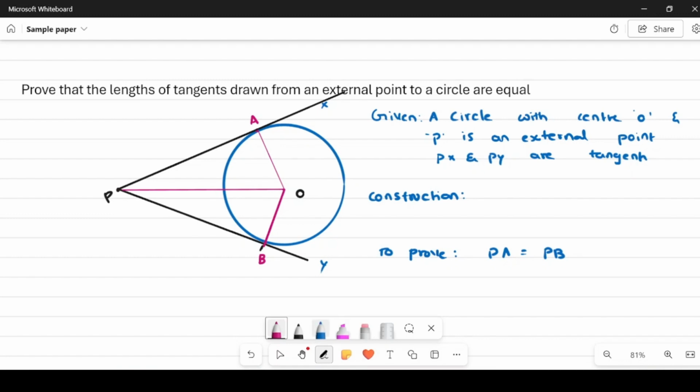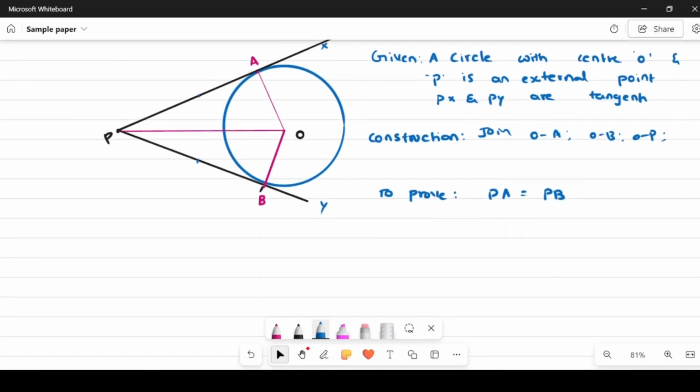So if we can prove that these two triangles are congruent, then by CPCT we can tell that PA and PB are equal, right? Now let's see how we can prove that these two triangles are congruent. Okay, what did we do in the construction part? Join O to A, O to B, and then O to P. Okay, now proof. We'll try to prove these two triangles are congruent.